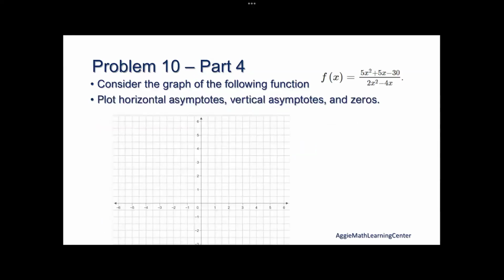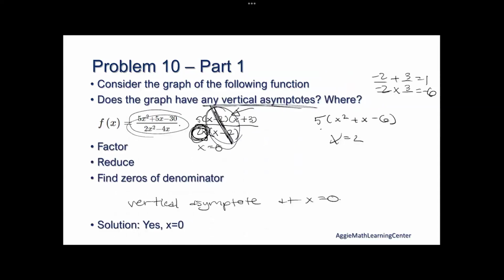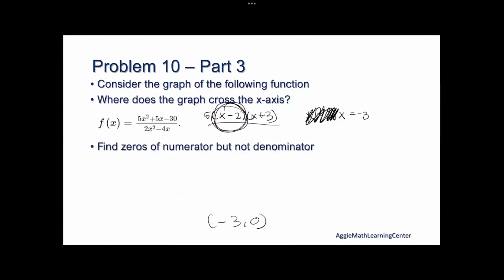Okay. So now right here, we're just graphing what we learned. We know that we have a horizontal asymptote at y equals 5/2. So right here, we're going to have a horizontal asymptote. And then we have a vertical asymptote at x equals 0. Right there. We have a 0 at x equals -3. And we have a hole at, what was it? Oh, I guess I didn't plug it in. That's fine. It doesn't want us to graph it anyway.